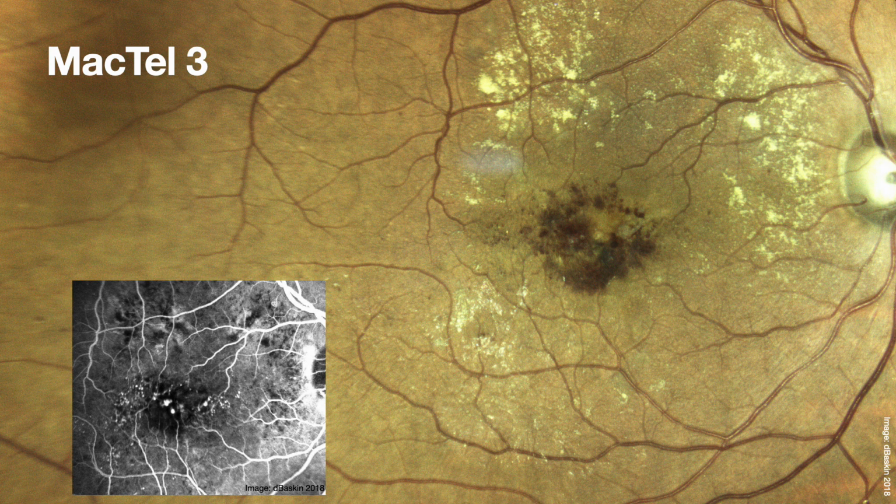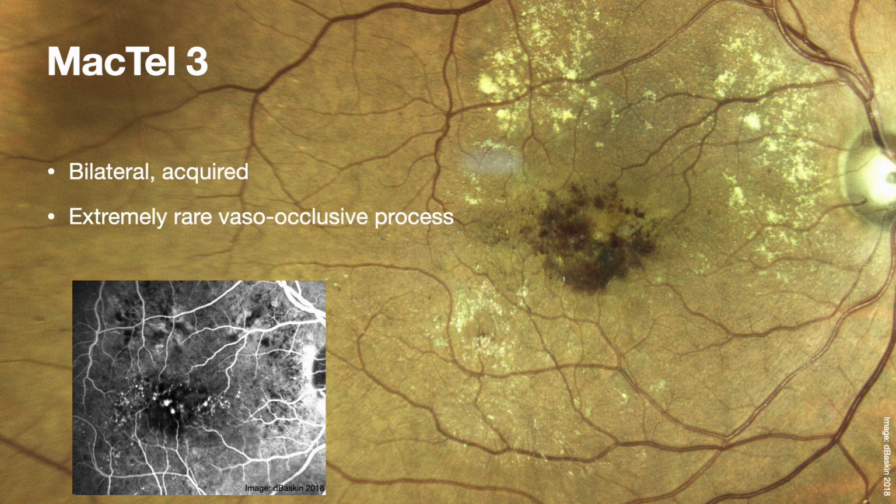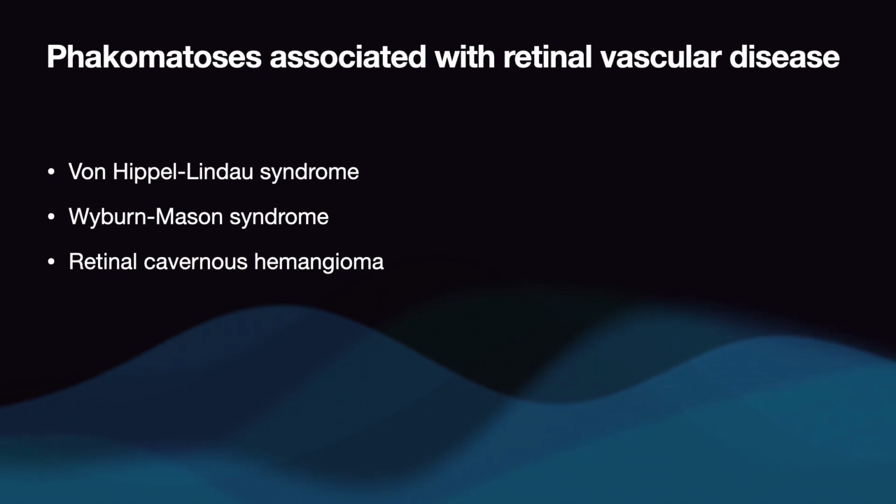MacTel 3, I'm not actually sure if this is what this guy has. He's a patient of mine from years ago. It's usually bilateral acquired. This guy was just unilateral. Extremely rare vasoocclusive process, results in retinal capillary obliteration. So maybe that picture's not appropriate. Maybe I have never seen it.